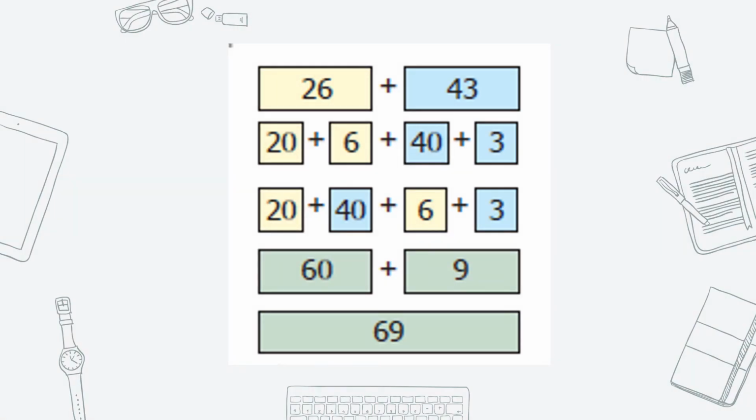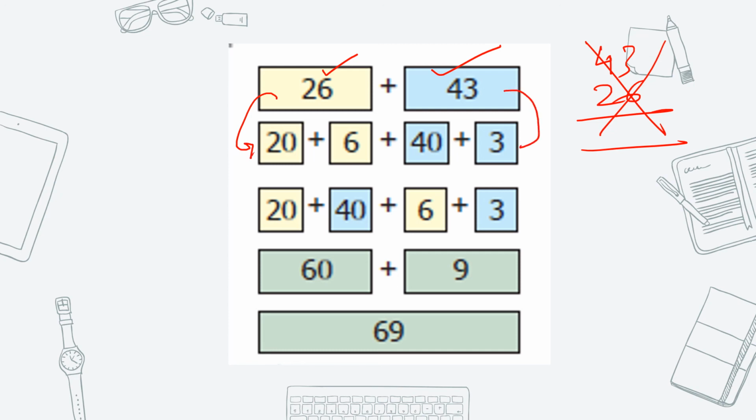So now for example, we have 26 plus 43, right? We're gonna avoid doing this over here and learn something new. So we will expand 26 as 20 plus 6 and expand 43 as 40 plus 3. We will take 40 over here and bring 6 over here. Now 20 plus 40 is easy for us and we get 60. 6 plus 3 is easy for us and we get 9. 60 plus 9 is easy for us and we get 69. Okay, try this with other digits as well.